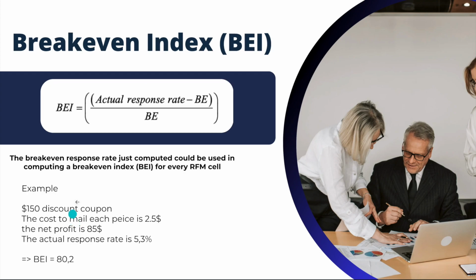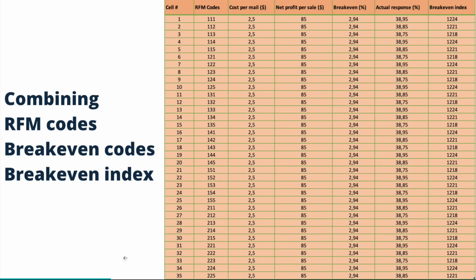Next is the break-even index, BEI. The break-even response rate just computed can be used in computing a break-even index, BEI, for every RFM cell. Continuing with the last example, if we really have 5.3% of customer responses, we get a BEI of 80.27. The following is a summary of the results of our company's last campaign, including RFM codes, B and BEI indicators.